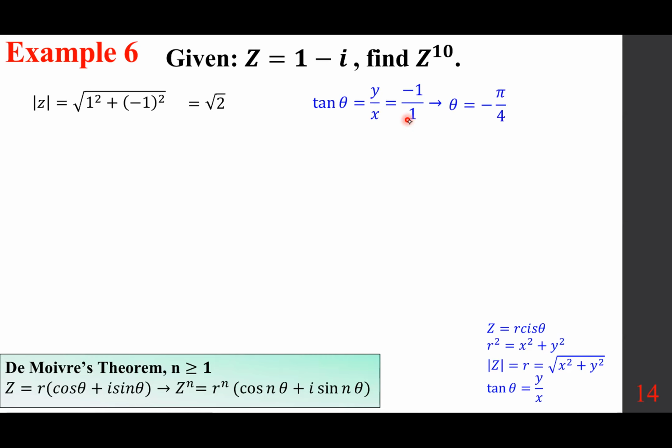And you can keep it as that. If you insist on going to positive, because we want to raise it to the power of 10, it's easier to keep it as negative. But remember, if you want to change this to a positive, you add 2 pi. It puts you in the same quadrant, which is the fourth quadrant. And we have 7 pi over 4. All right, let's go with z equals r cis theta and write this.